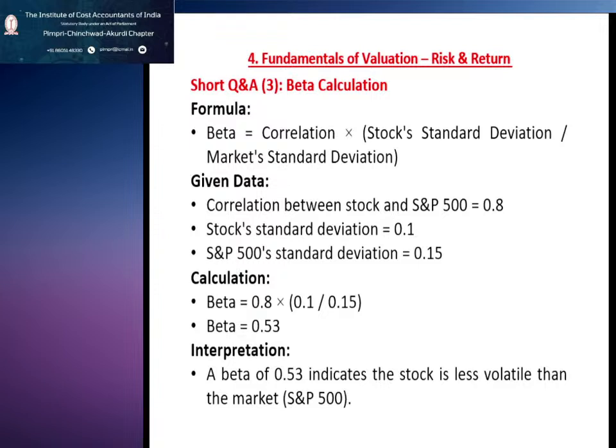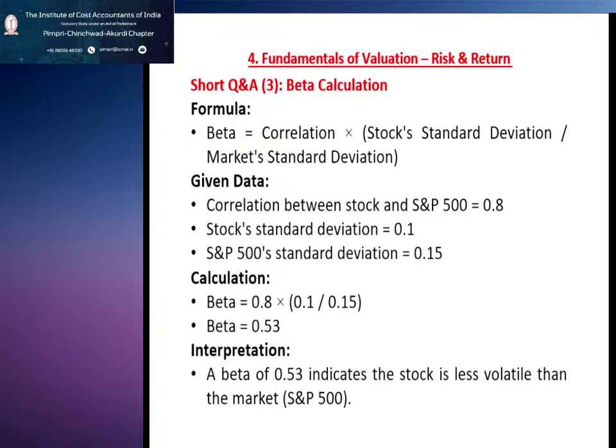Interpretation-wise, a beta of 0.53 indicates that the stock is less volatile than the market, that is the S&P 500. Beta is a comparison of an individual stock with respect to market fluctuation: how the market is performing vis-a-vis how a particular stock is performing. That kind of correlation is established between the stock's standard deviation and the market's standard deviation.